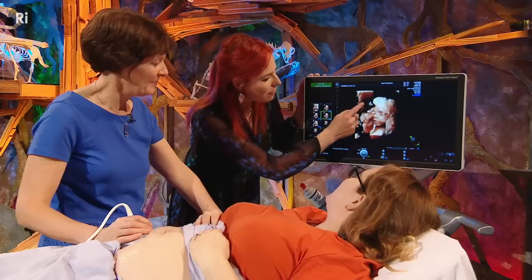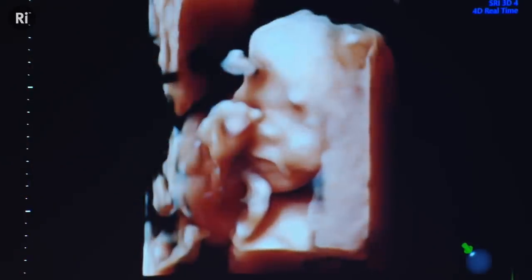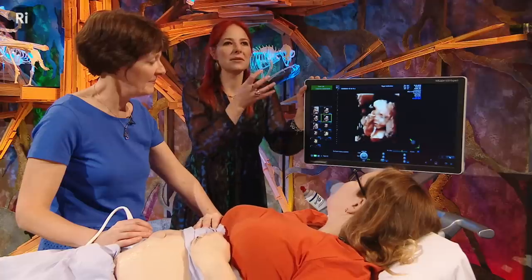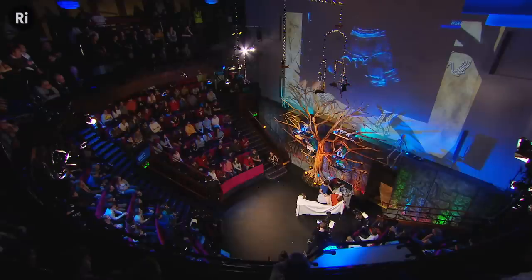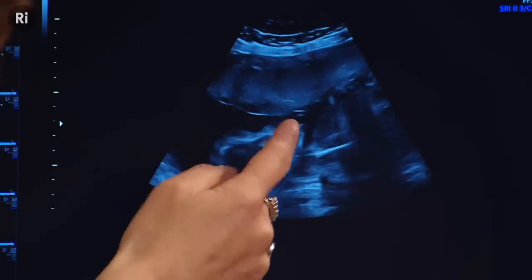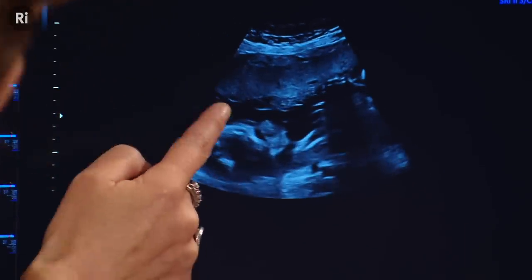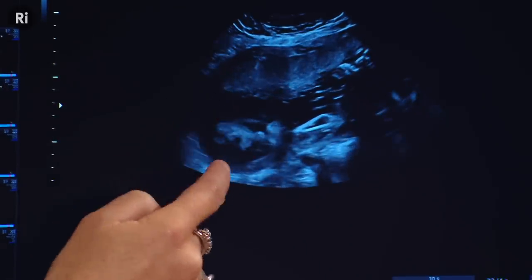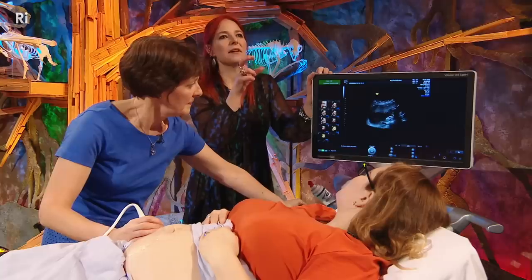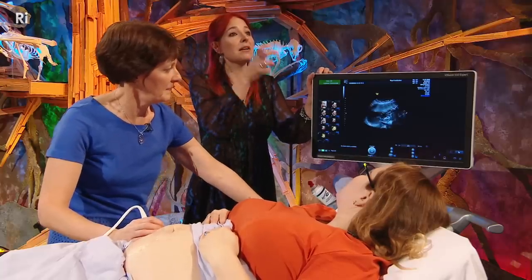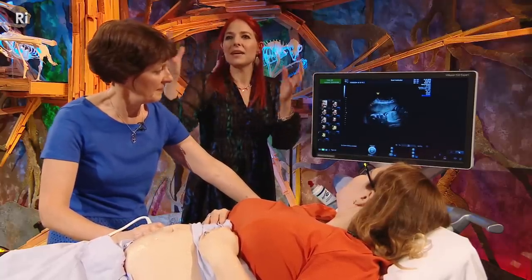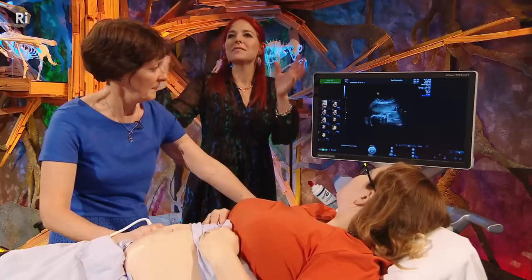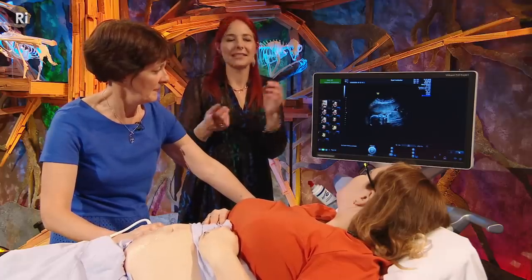We can see around this baby that there's space, but in fact this is fluid-filled space. We can see that the baby is inside an amniotic sac. So there's a membrane around it, and then this blackness is the fluid around the baby. So just like the developing chick and the developing reptile inside its egg, a human baby starts growing inside a fluid-filled bag, the amniotic sac.